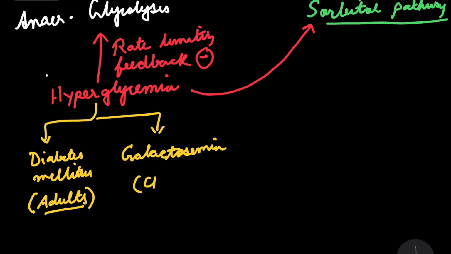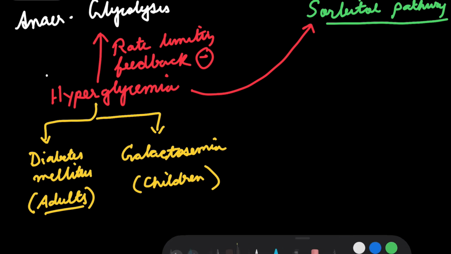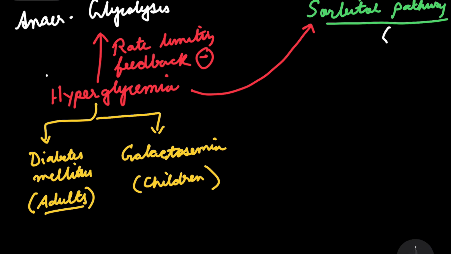Galactosemia, seen in children. So both these conditions will lead to a very high concentration of sugars in the body, leading to hyperglycemia. Hyperglycemia leads to rate limiting feedback inhibition of the anaerobic glycolysis that was going on, and leads to the activation of the alternate pathway called sorbitol pathway. What is going on in sorbitol pathway? Basically, normally sorbitol pathway would have been less than 5%. Now it will be more than 20%, even 30%, 40%, depending on the degree of hyperglycemia.